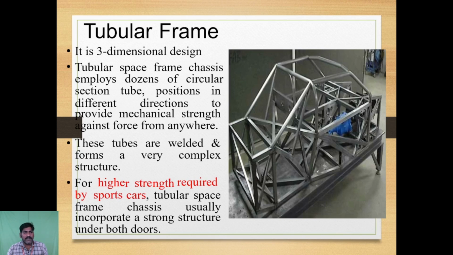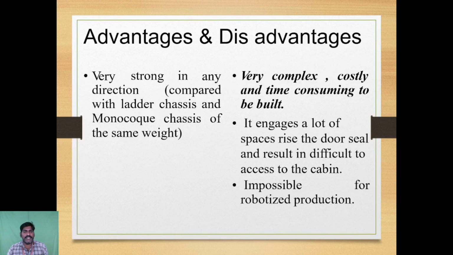Tubular frame, first one: it is a three-dimensional design. The tubular space frame chassis employs a dozen circular section tubes positioned in different directions to provide mechanical strength against force from anywhere. Second, these tubes are welded and form a very complex structure. Third, for the higher strength required by sports cars, a tubular space frame chassis usually incorporates a strong structure under both doors.